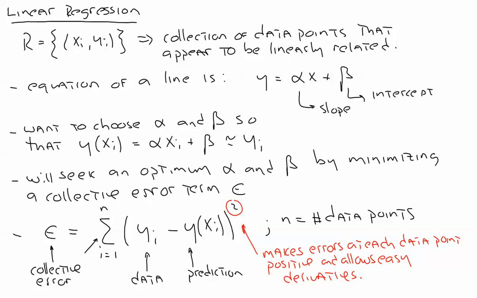Okay? All right. So, let's remind ourselves at the top of the page here what our squared error term looks like. Epsilon equals summation i equals 1 to n of y_i minus y evaluated at x_i, quantity squared.